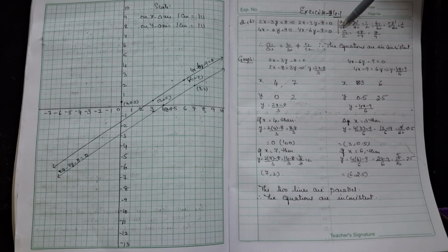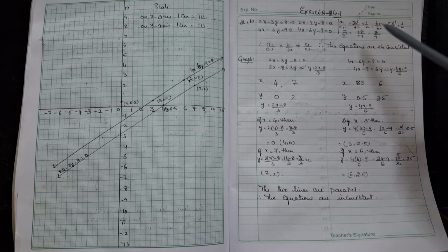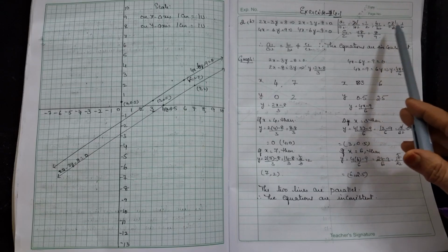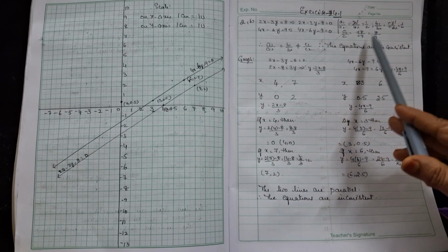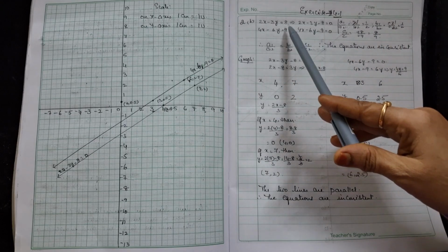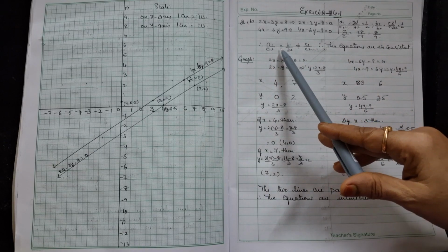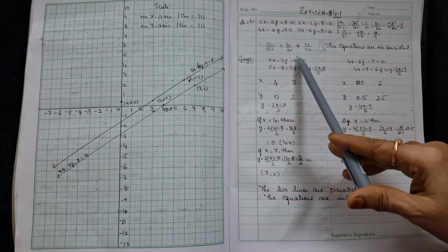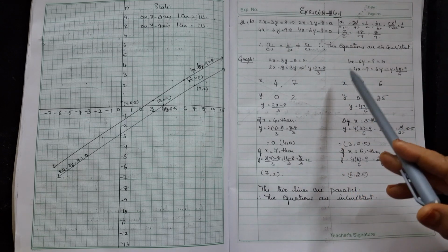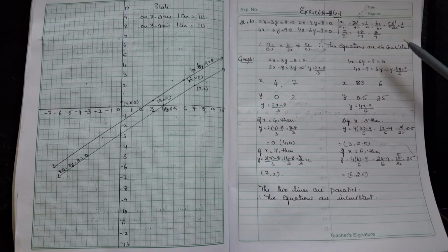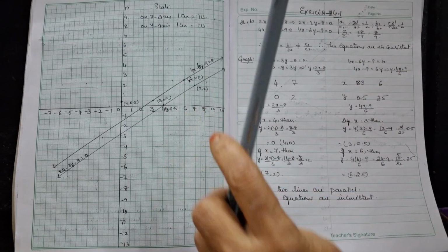So what is a1 by a2? 2 by 4, that is 1 by 2. What is b1 by b2? Minus 3 by minus 6, that is 1 by 2. So what are we getting? c1 by c2, how much? 8 by 9. That means a1 by a2 is equal to b1 by b2, but it is not equal to c1 by c2. This means the equations are inconsistent. There is no consistency in the equations.